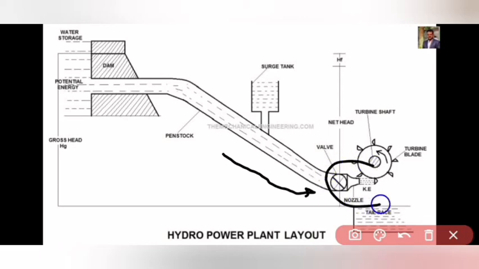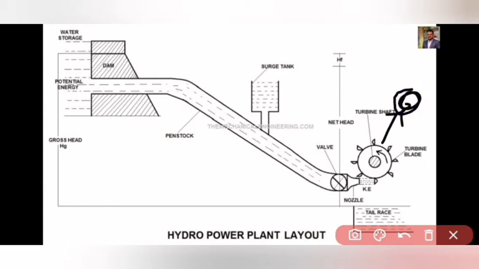Here the mechanical energy is produced. Here the kinetic energy gets converted to mechanical energy. After it, one shaft is converted and an alternator is also present, where the electric current will be produced. Here the mechanical energy gets converted to electrical energy with the help of the alternator.